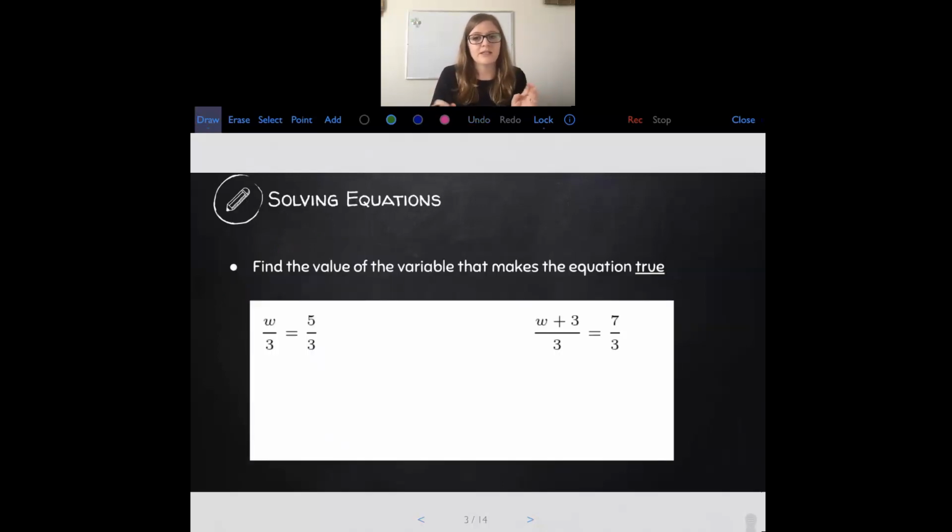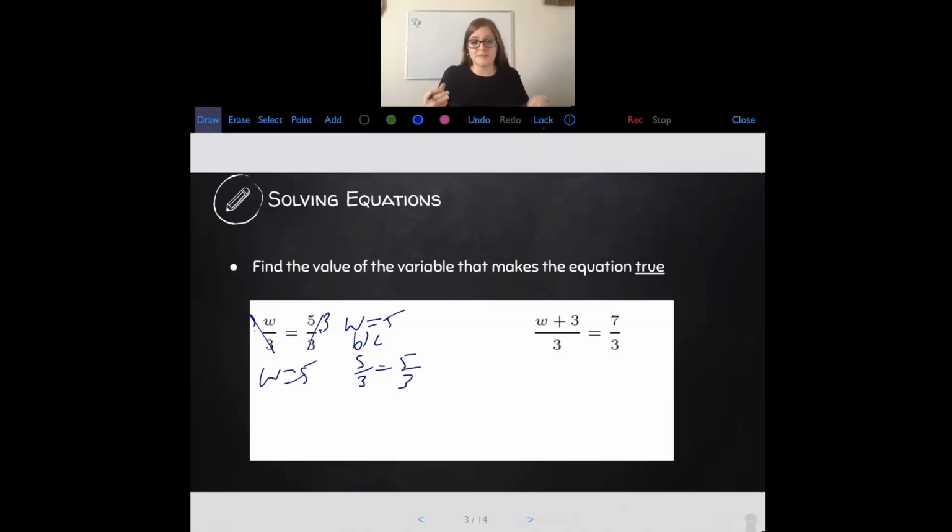So without writing anything down, think about the value of the variable that would make the equation true. So for the first one on the left, we have w over 3 is equal to 5 over 3. Okay, so in order for these to be equal, you might see that w has to equal 5 because 5 over 3 equals 5 over 3. Okay, let me write that down. But notice something else that's curious here too is you could multiply both sides by 3 and the denominators would cancel out, and then you would be left with w equals 5 as well.